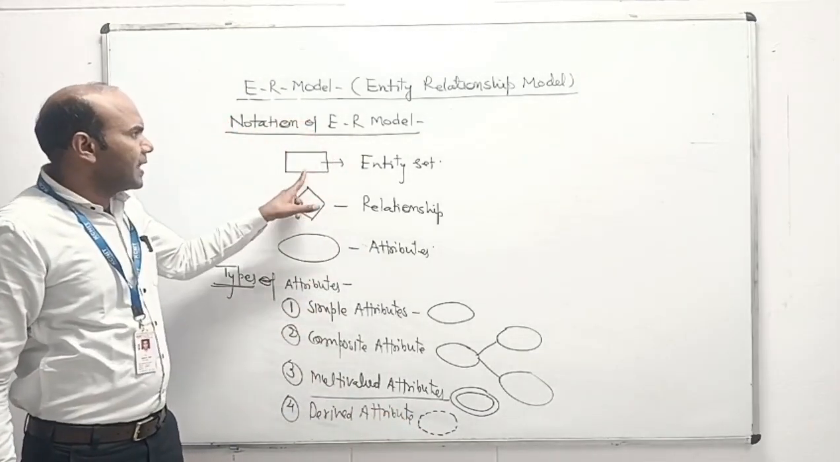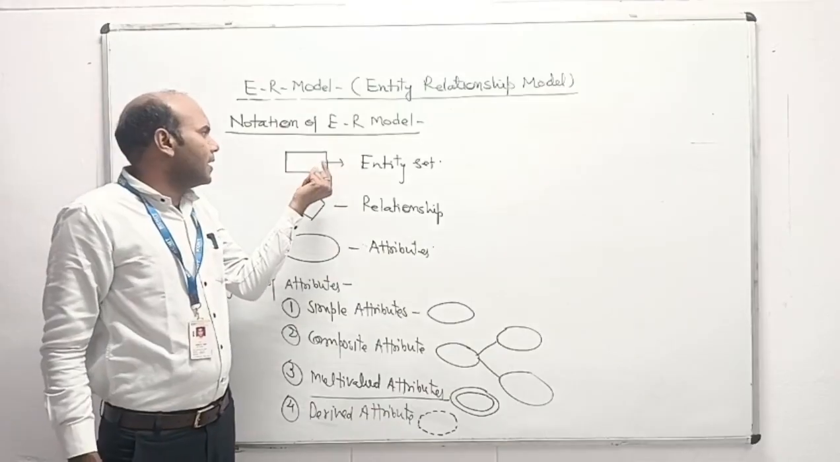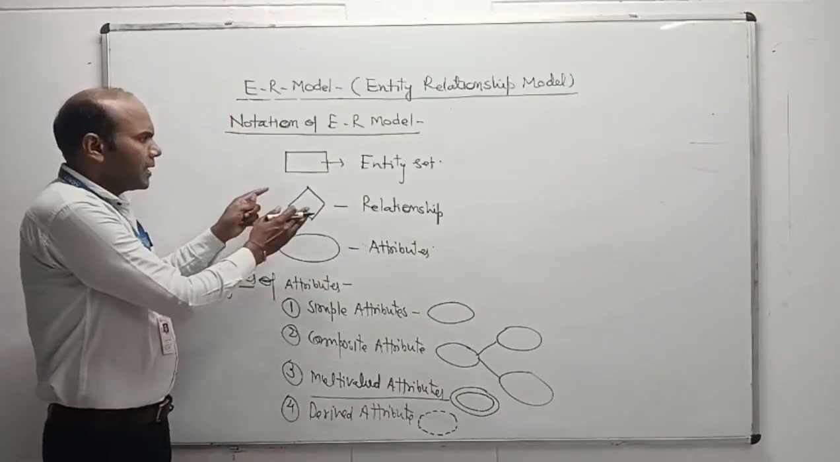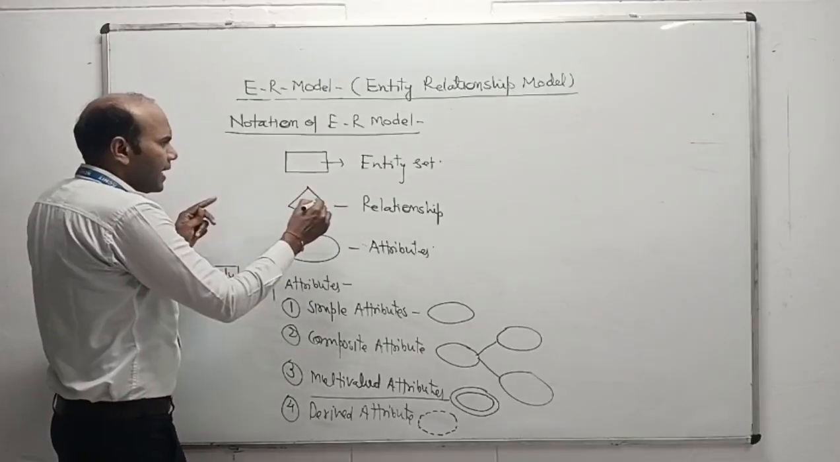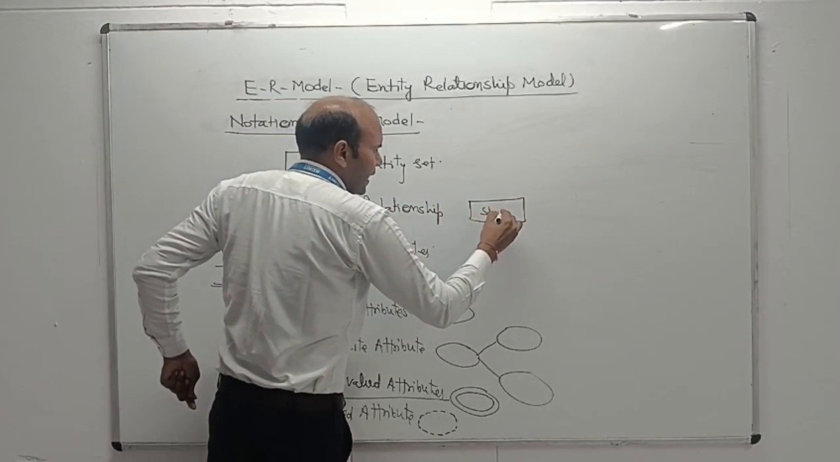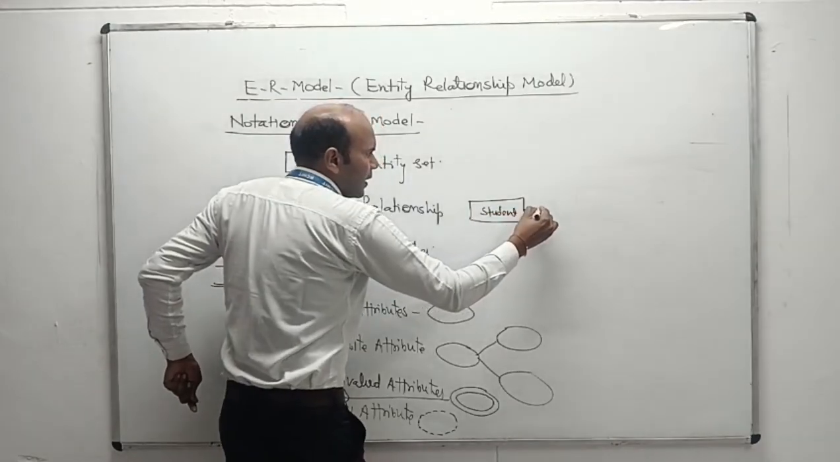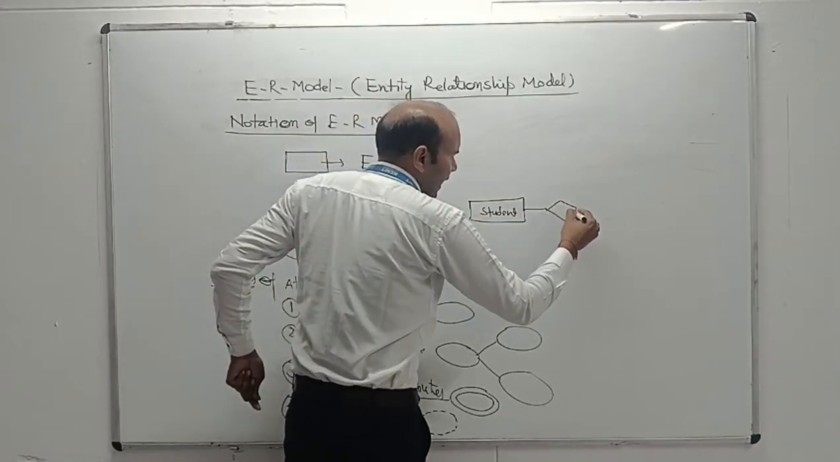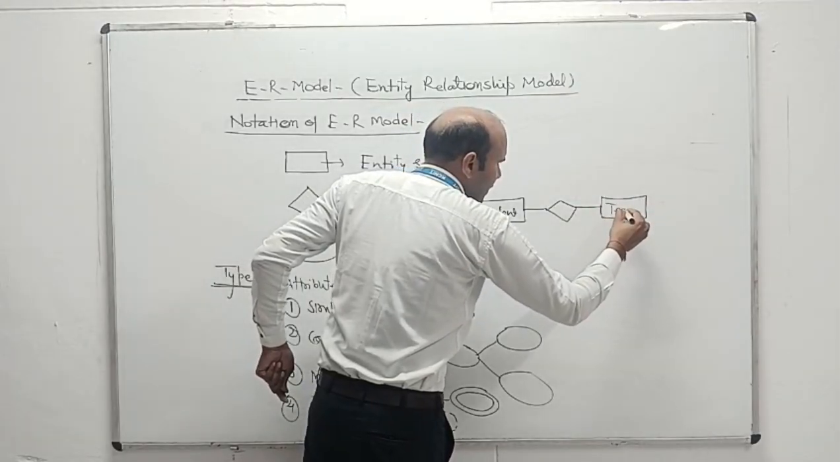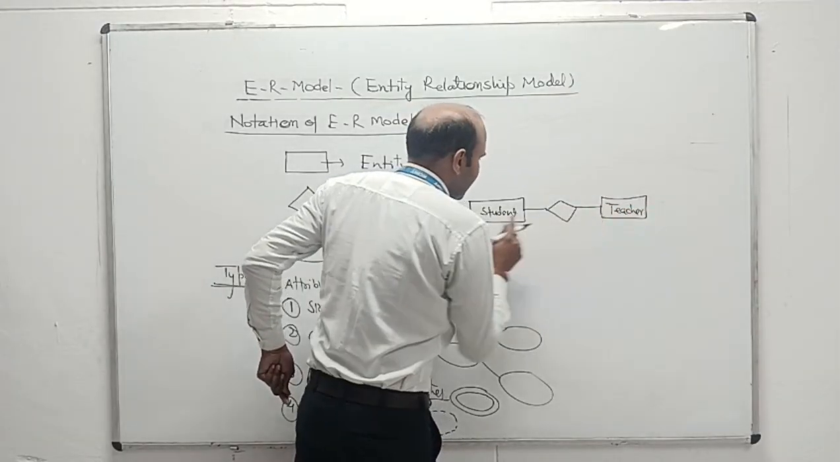So an entity is a real thing or object that is represented by a rectangle, and a relationship is used for the association among entity sets, like this. This is the student entity, and this entity is related to the teacher entity. So this is the teacher entity.